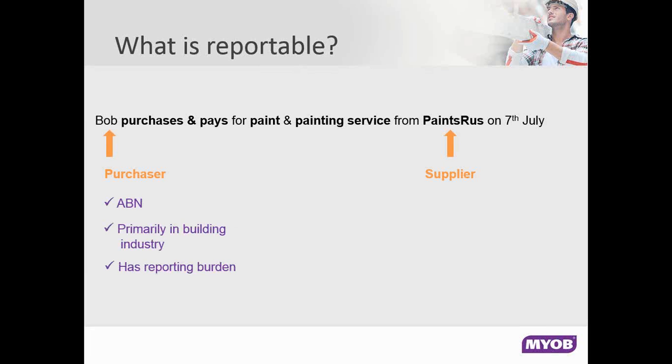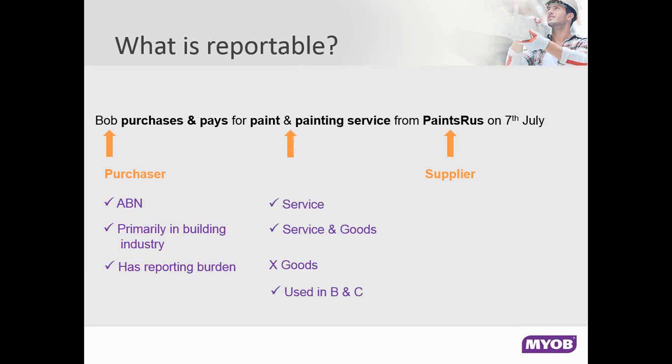Bob does have an ABN. He's also primarily in the building and construction industry, so he has more than 50% of his income coming from there. As a result of that, he has a reporting burden. He must report to the ATO. Now, let's have a look at the sentence again. Bob purchases and pays for paint and painting services.